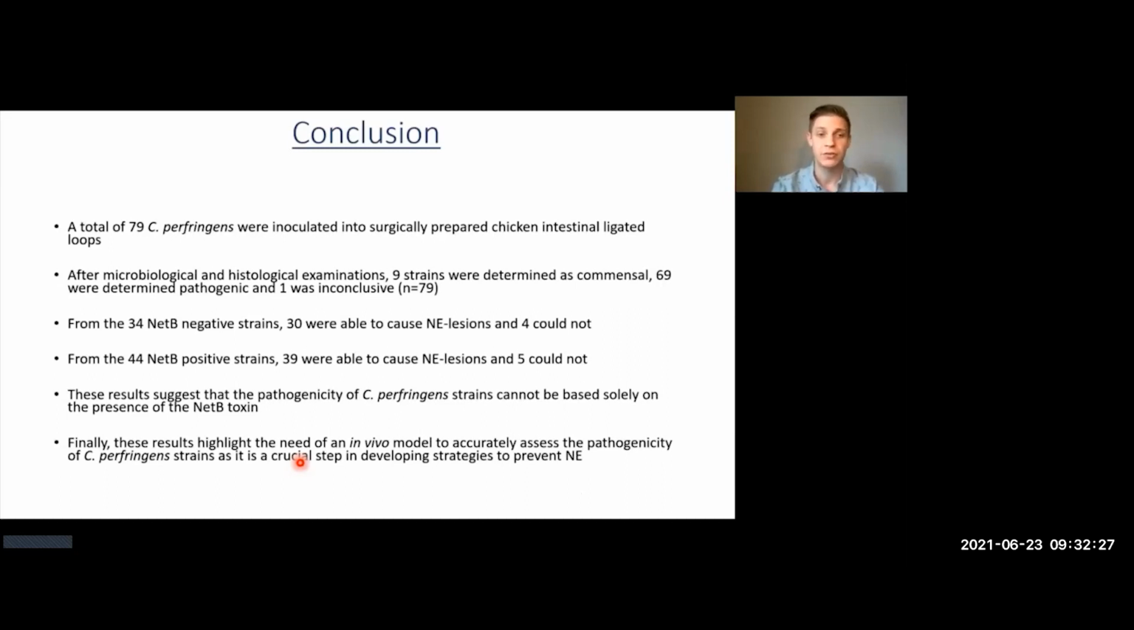So together, these results suggest that the pathogenicity of C. perfringens strains cannot be based solely on the presence of the NETB toxin. Also, these results highlight the need of an in vivo model to accurately assess the pathogenicity of C. perfringens strains, as it is a crucial step in developing strategies to prevent necrotic enteritis.